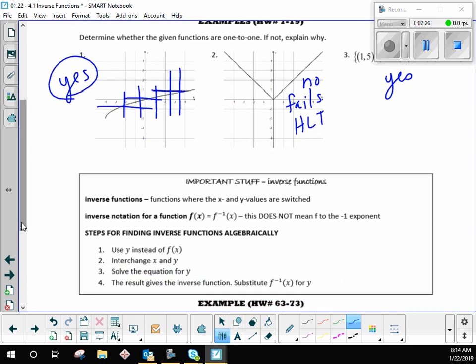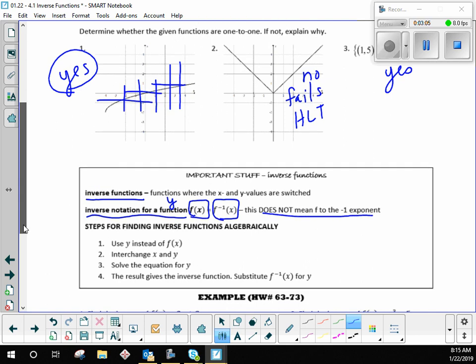This next section is finding inverses algebraically. An inverse function is a function where the x and y values are switched. I want you to look at this notation, the inverse notation for a function. So we're starting with a function f of x. Remember, f of x is just another way of writing y. And if we find the algebraic function of that inverse, this is the notation we use: f to the negative 1, meaning the inverse of the original f. This does not mean f to the negative 1 exponent. It's just symbolic notation for inverse.